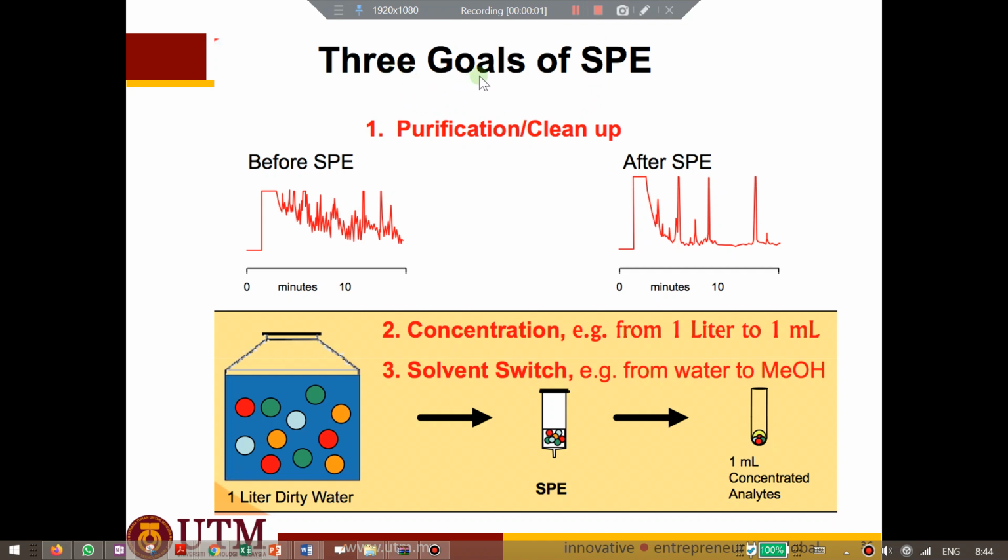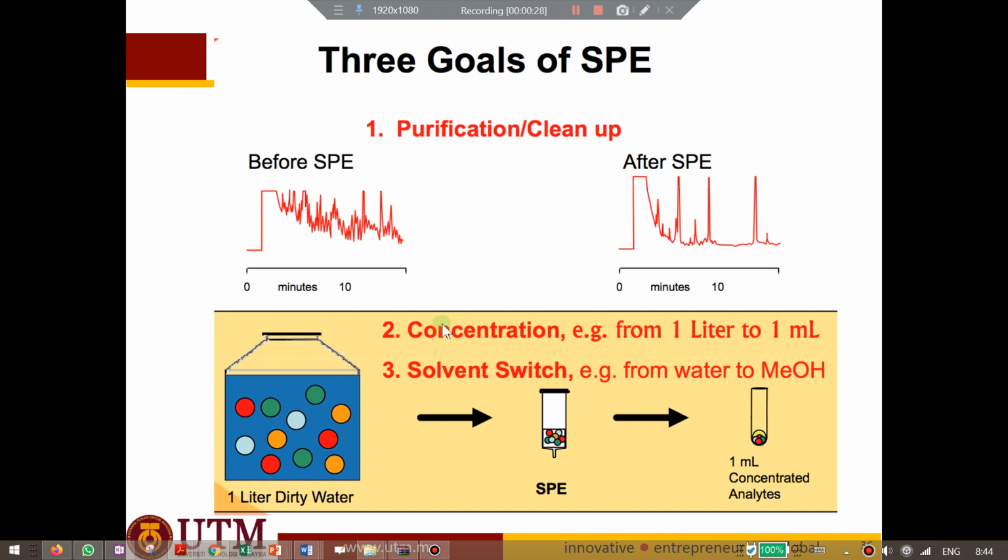Okay, the 3 goals of SPE. The first is for purification or cleanup. Here is an example of before SPE, where we have a lot of background interference coming from the impurities. By doing the SPE, we can somehow remove a lot of the interference, so we can get a cleaner reading, and a better qualitative and also quantitative analysis.